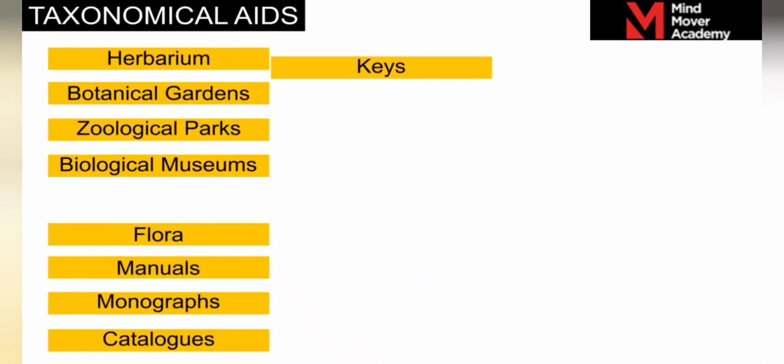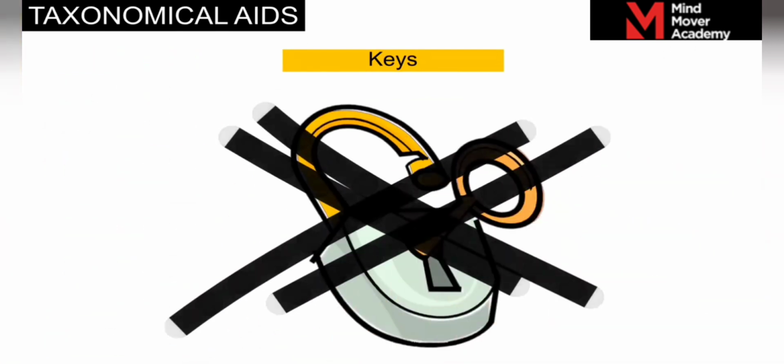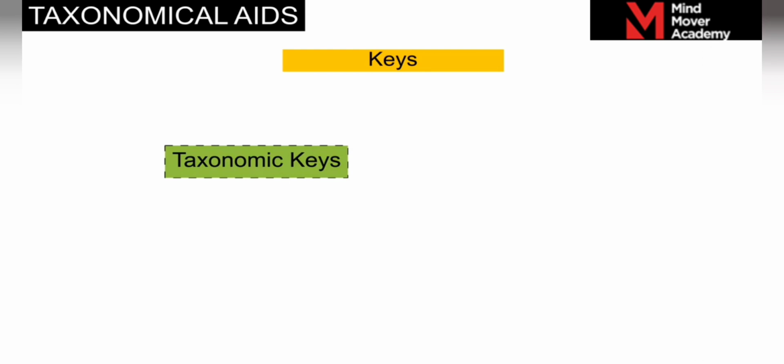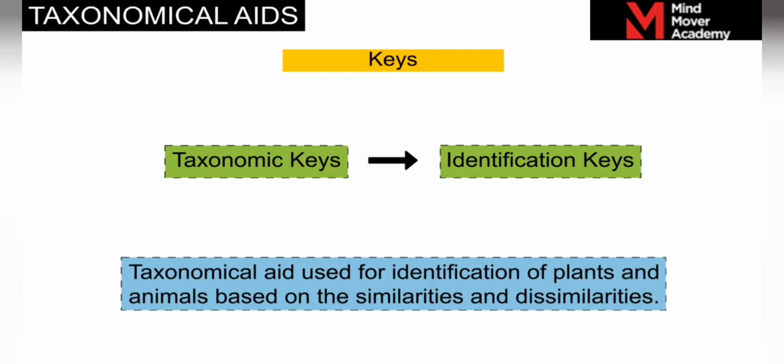Now, next comes the key. No, I'm not talking about the lock and the key, the taxonomic keys. So, taxonomic keys, which are also called identification keys, are yet another taxonomical aid which are used for the identification of plants and animals based on the similarities and dissimilarities. A key enables the user to identify a completely new organism.